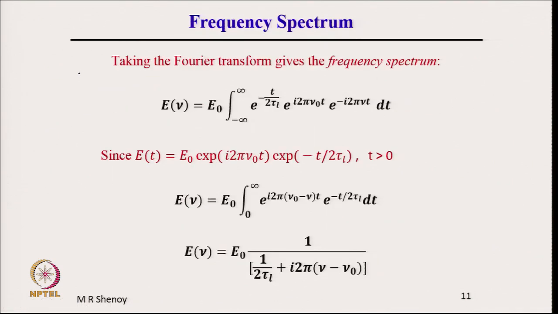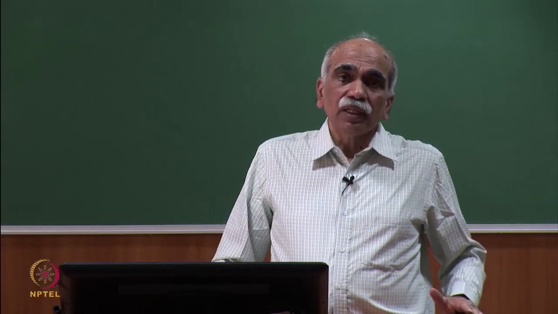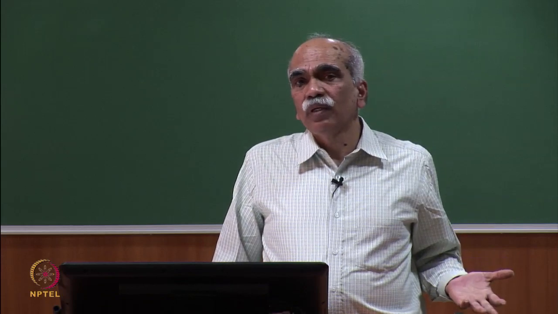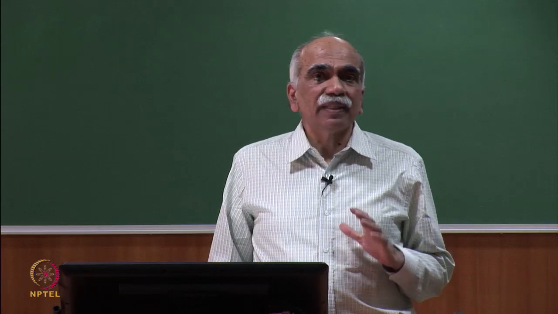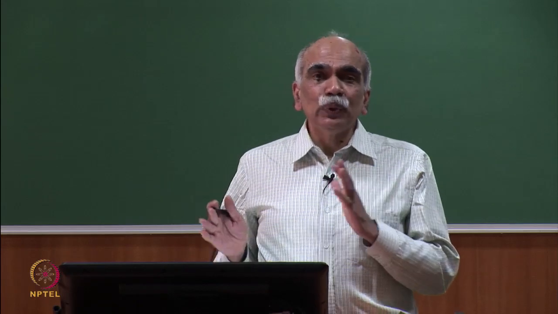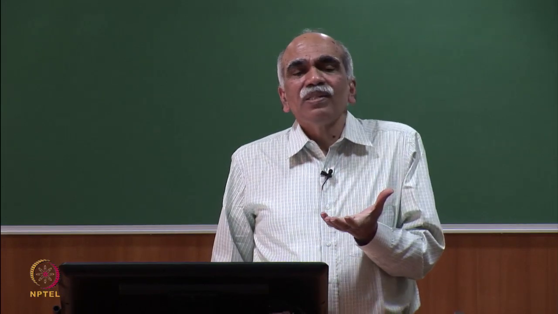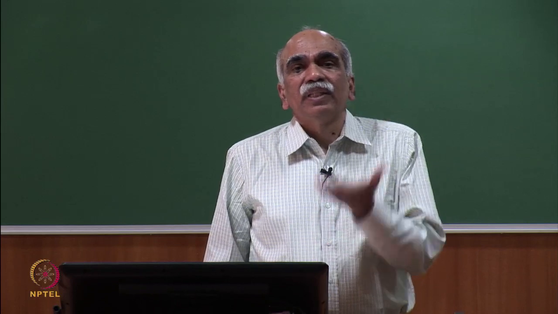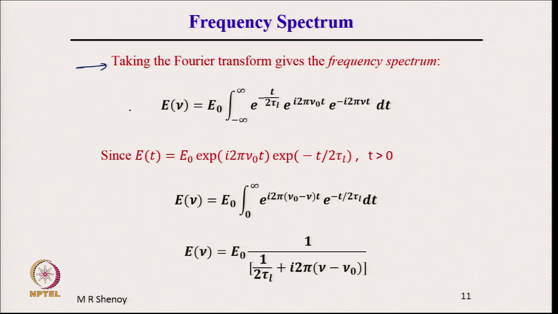We take the Fourier transform. The Fourier transform gives us the frequency spectrum. If we have a signal f of t, then if we take the Fourier transform, we will get the frequency spectrum associated with the signal. And we are making use of this classical concept to determine the frequency spectrum associated with this spontaneous transition. So, the frequency spectrum here is given by E of nu is equal to E0.